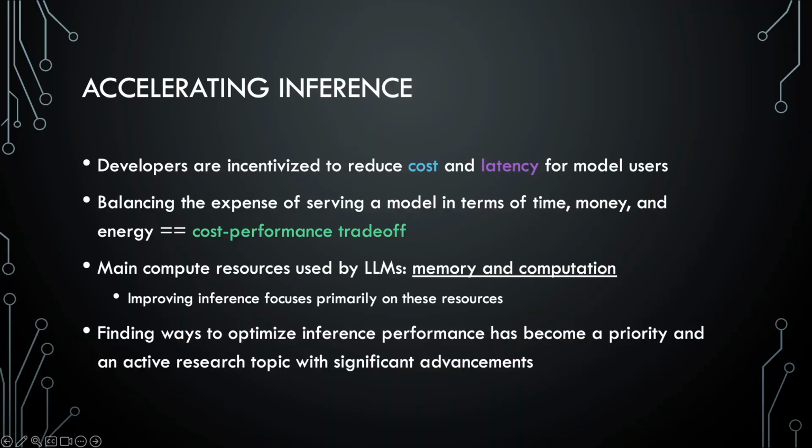When building applications that serve many thousands or even millions of users, developers are always incentivized to reduce both cost and latency. This is no different in AI-powered applications. Balancing the time, money, and energy of serving a model with the model's overall performance is called the cost-performance trade-off. LLMs use significant compute resources, specifically memory and computation. To improve user experience, we focus on improving our inference services' memory and computation. Optimizing inference performance has become a significant priority for any technology company that serves AI capabilities.